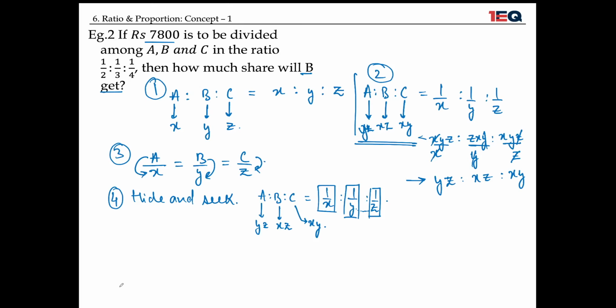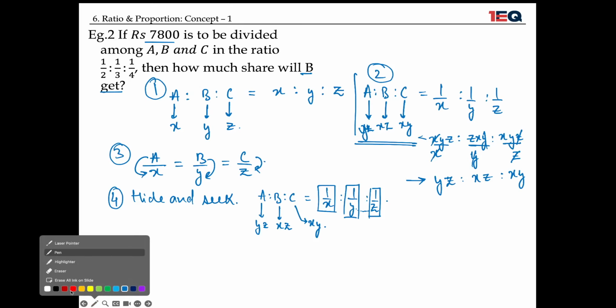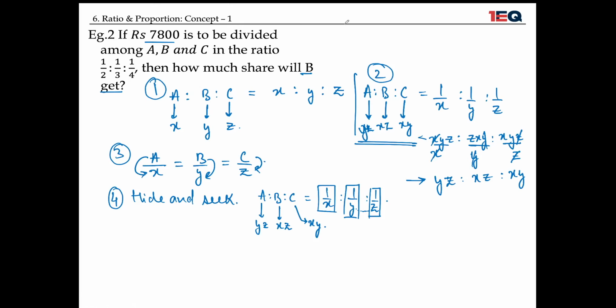So now I'll be solving the question which is given here. The question says that 7800 rupees have to be divided among a is to b is to c in the ratio 1 by 2, 1 by 3, and 1 by 4. So I'll use the hide and seek method and find the absolute value of a, b, and c.